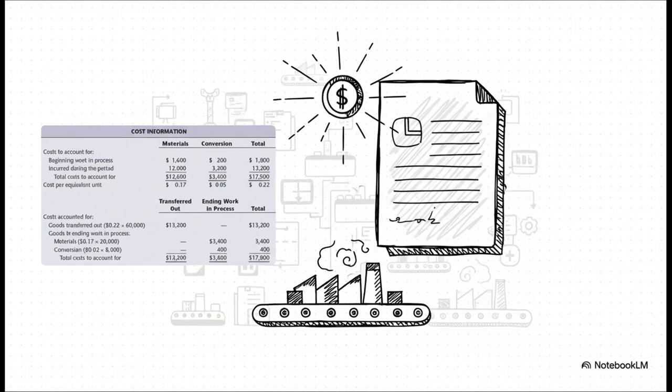Now, don't worry, we are not going to do all the math here. You are very welcome. But the end goal of all these tricky calculations is to create this one document, and it's called a production report. And on that report is the magic number every manager is looking for, the cost per equivalent unit. This is it. This is the true cost of producing one finished item during that period.